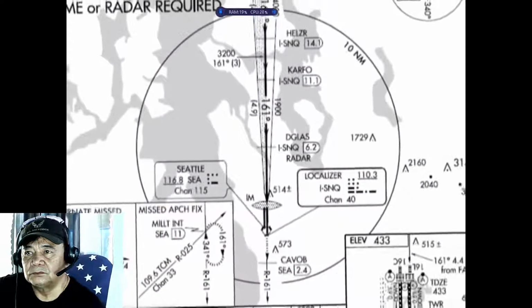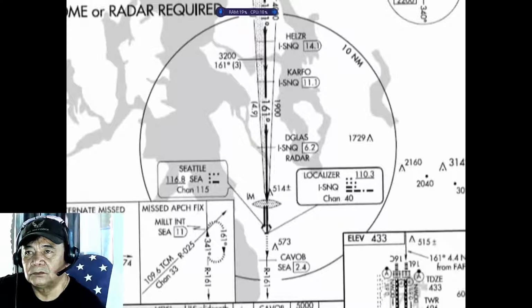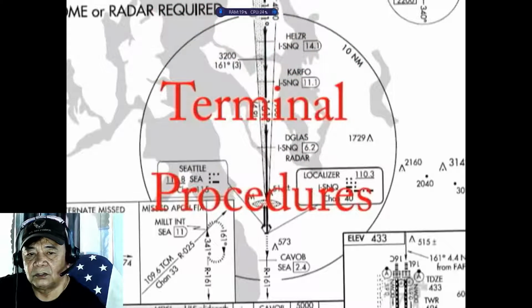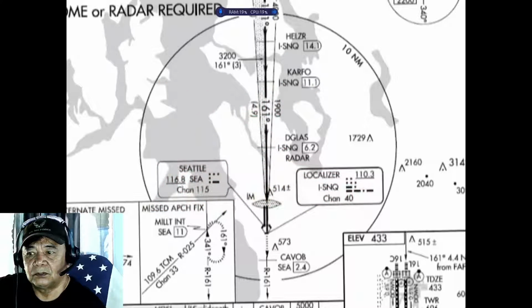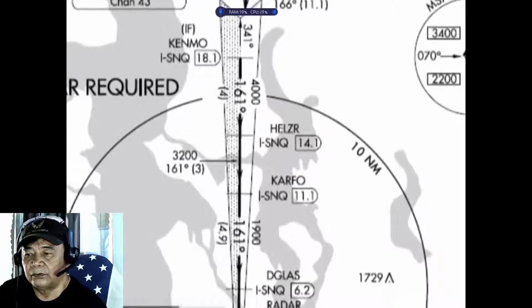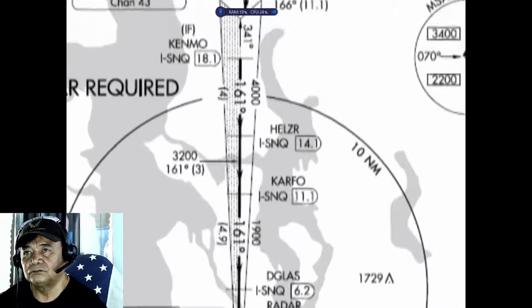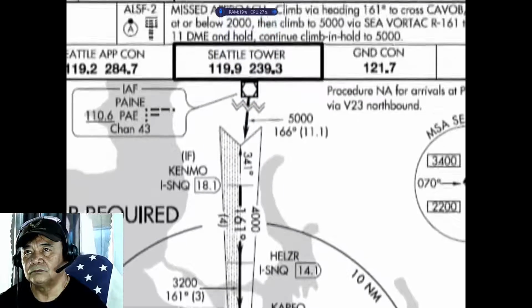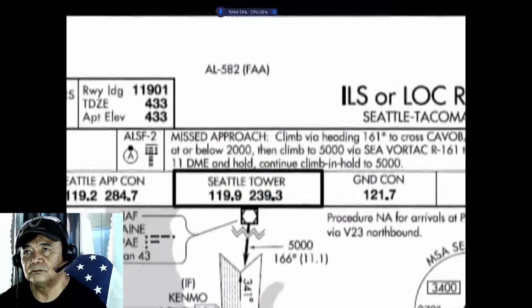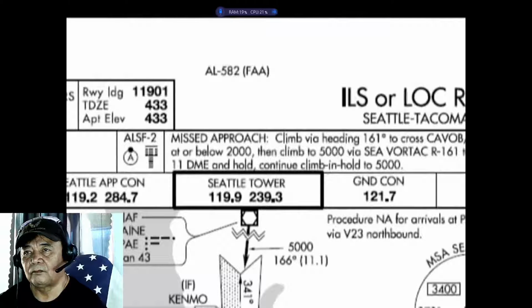An approach plate, or as it is more officially called, terminal procedures, shows the specific procedure that you must follow for a particular type of approach to a given runway. They show altitudes and headings you need to fly, as well as obstacles, terrain, and potentially conflicting airspace. Furthermore, they also list missed approach procedures and commonly used radio frequencies.